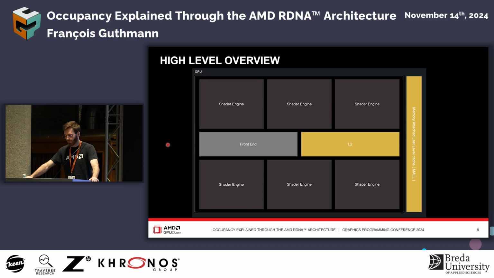And then we can also see that we have a block that is replicated 6 times here, a shader engine, which is basically a mini GPU. Before we dive into this shader engine block, I want to mention that all those diagrams and all the numbers that I will mention in this talk are about our 7900 XTX GPU, so it's the big Navi 3 or RDNA 3 GPU.